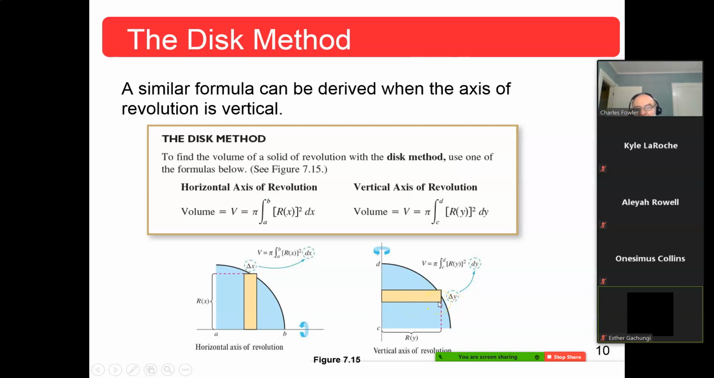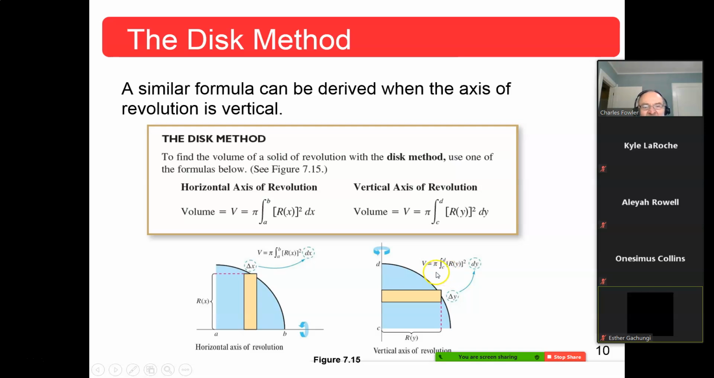If you do the rotation around the x-axis, do your dx's. If you do the rotation around the y-axis, do your dy's. So you move it around. Now that's for the disk method only. In the next section we're going to talk about a different method, and then those things are flip-flopped. But for right now, that's what you do.